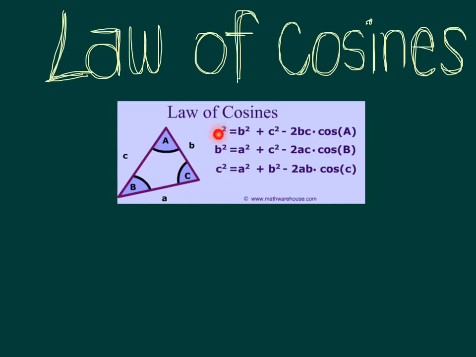Notice that in the formula that starts with a squared, we have the cosine of angle A at the end. b squared, we have the cosine of angle B. c squared, we have the cosine of angle C. That's not a coincidence. Basically, whatever side we start with, we're going to be taking the cosine of the angle that's opposite it. So angle A is opposite side little a. Angle B is opposite side little b. Angle C is opposite side little c.